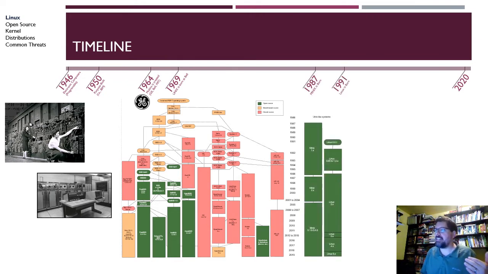Well, fast forward to 1987 and 1991. In 1987, Minix is created. This is a Unix clone, right? So somebody basically set out to create a clone of Unix that worked exactly like Unix, had all the same commands as Unix. The same applications that you run on Unix would be able to run on Minix. And that's a really important concept here, right? The idea was that you could take a Unix application and run it on Minix. So that was kind of interesting.